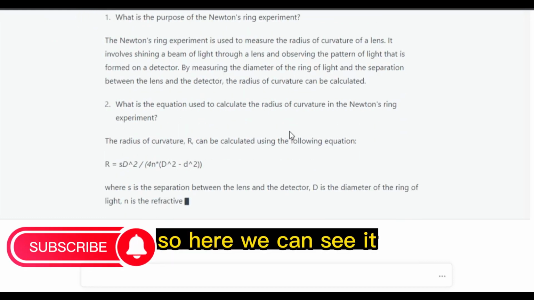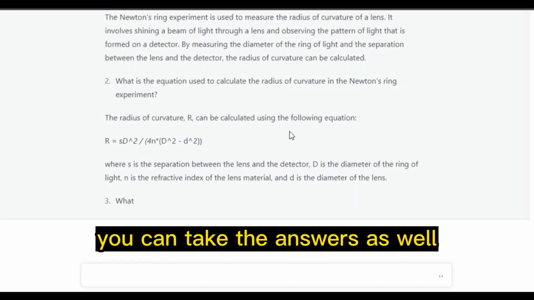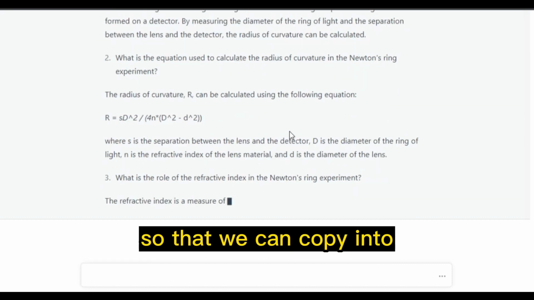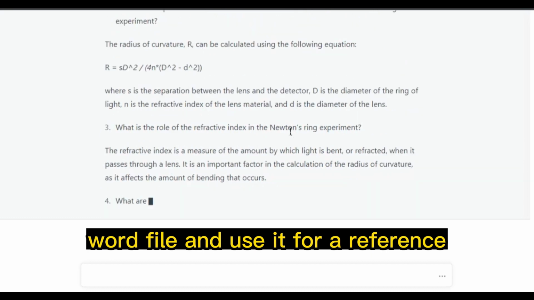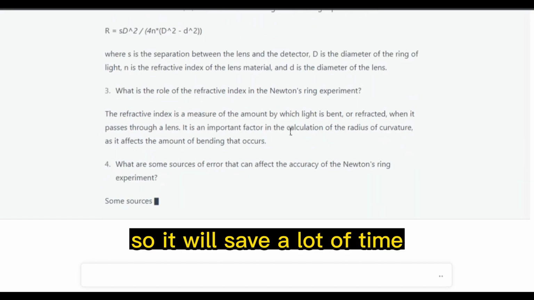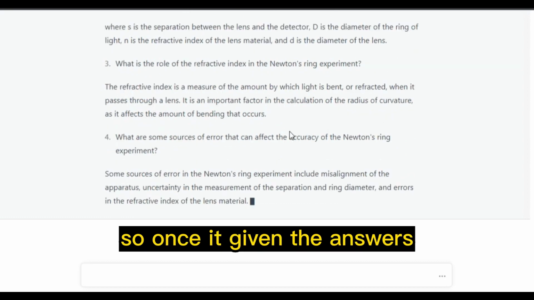Here we can see the answers as well, so that we can copy them into a Word file and use it for our reference after taking a printout. It will save a lot of time once it has given the answers.